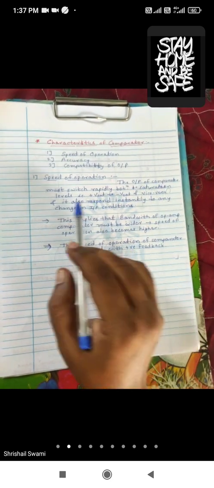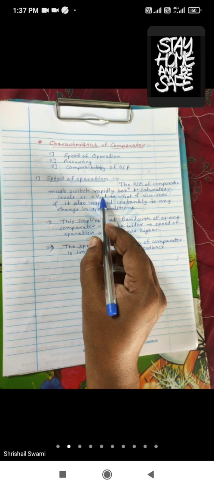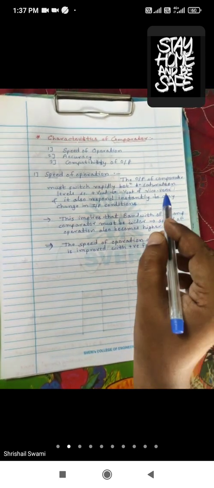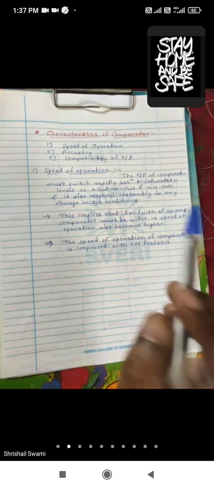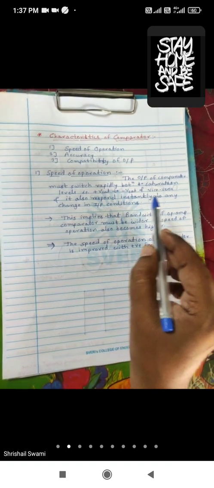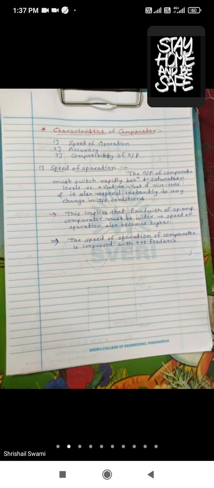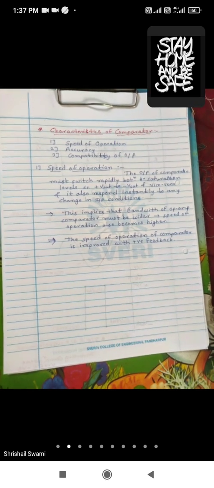The output of comparator must switch rapidly between saturation levels, that is plus Vsat to minus Vsat or minus Vsat to plus Vsat, within a very short time. Within less time that should occur, that is called rapidly. So it also responds instantly to any changes in the input. Means if you suddenly make changes in the input, then the output changes suddenly.